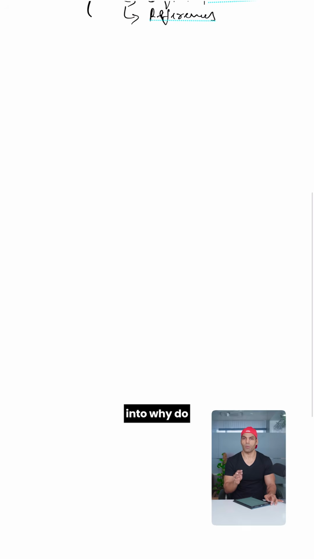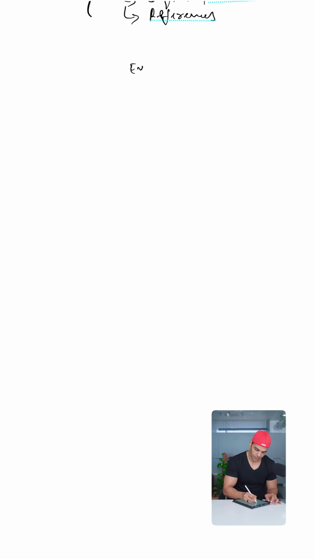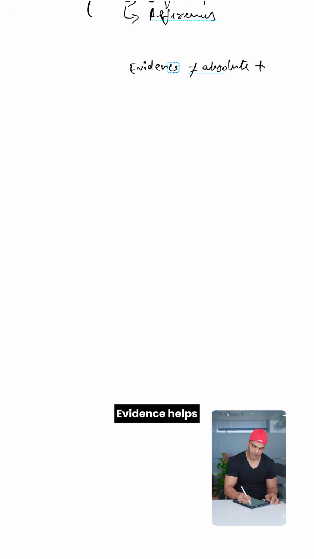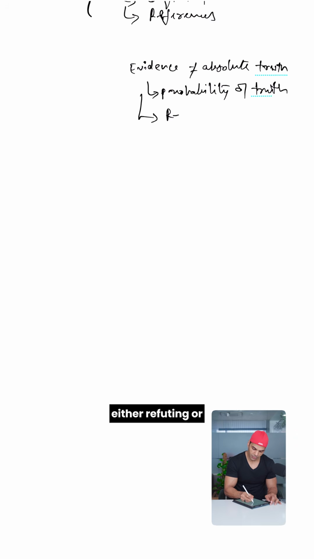And now let's get into why we really conduct studies. If you watched my last video, I told you that we do studies primarily to gather evidence. And evidence itself can be graded. Evidence is not absolute truth. Evidence helps us get closer to truth. So evidence is basically a probability of truth. And evidence helps us in either refuting or supporting a hypothesis.